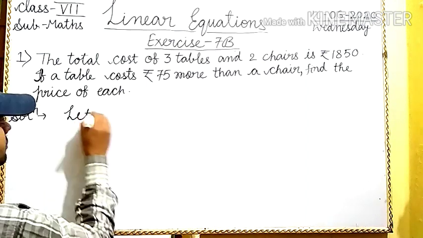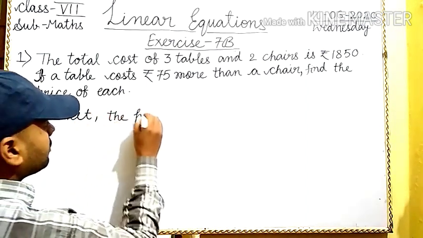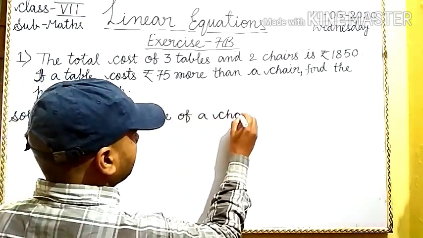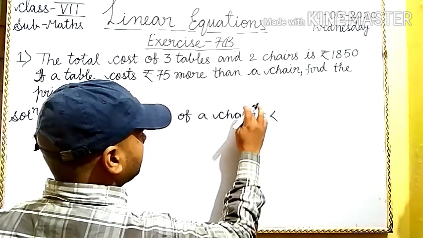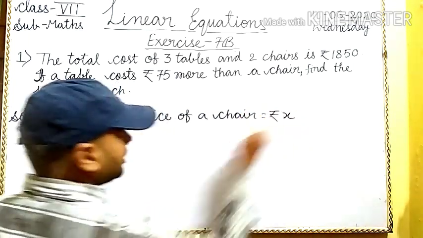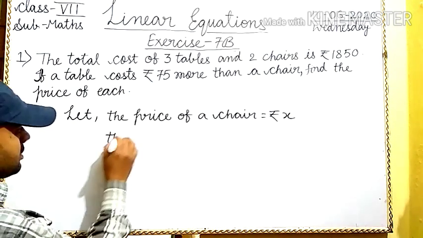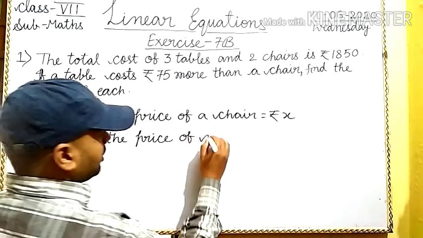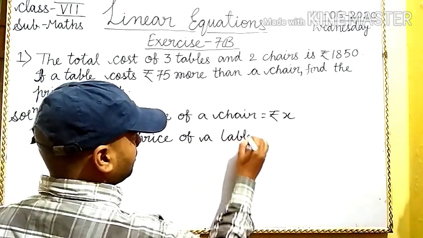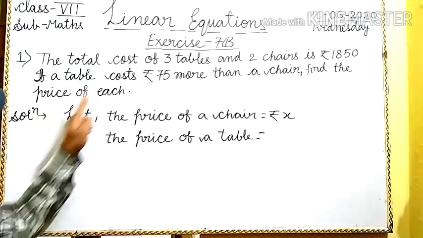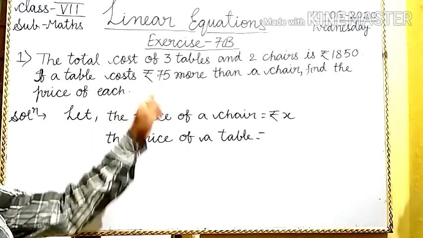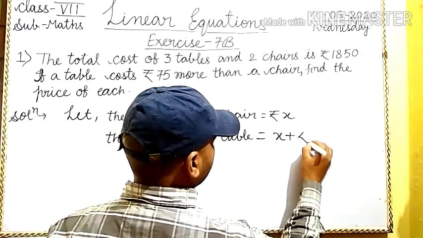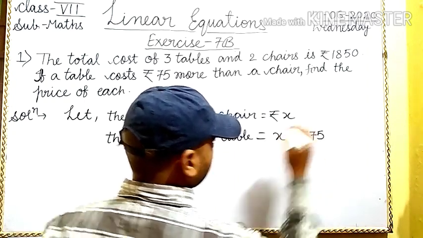Let the price of a chair be equal to X rupees. Is it clear? Next, the price of a table. In the question, a table costs 75 rupees more than a chair, means X plus 75 rupees. Is it clear?